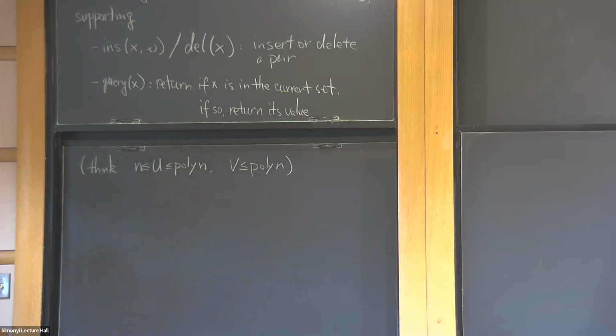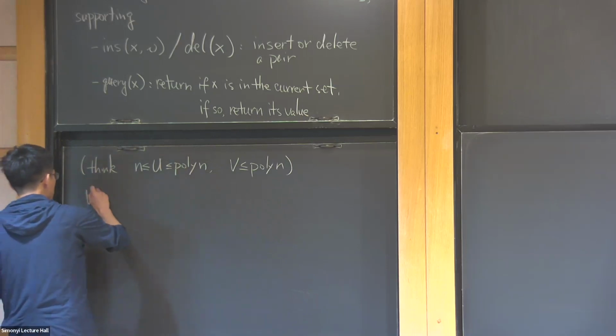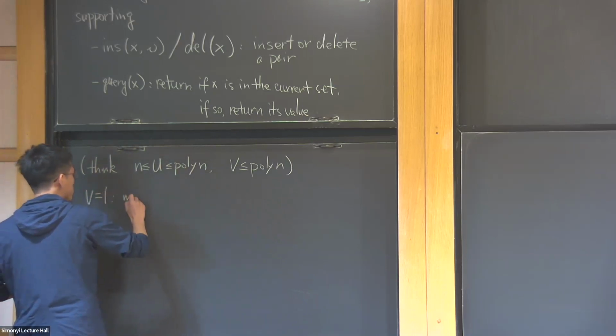So the value space can actually be small. An interesting special case of the dictionary problem is when the value space is 1, when there are no values. In this case, we basically maintain a set of distinct keys. We can insert a key and delete a key, and also query whether a key is in the current set. It's just the membership queries. So when V is equal to 1, this is the membership problem.